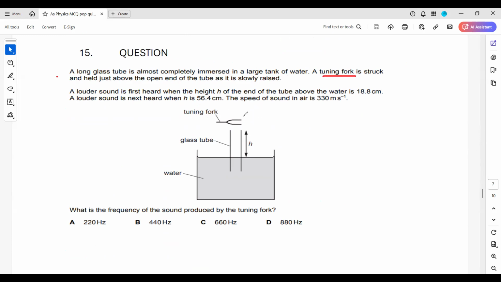A tuning fork is struck. So the tuning fork is actually a source for us. And it is held just above the open end of the tube and it is slowly raised. A loud sound is heard when the height is first at a certain value. It will be a closed pipe. Why is it a closed pipe? Because one end is reflecting. A tuning fork produces a sound wave. This sound wave will travel, strike the water surface and bounce back. When two waves travel in opposite directions, it gives rise to a standing wave. So the first pattern of a standing wave is observed.